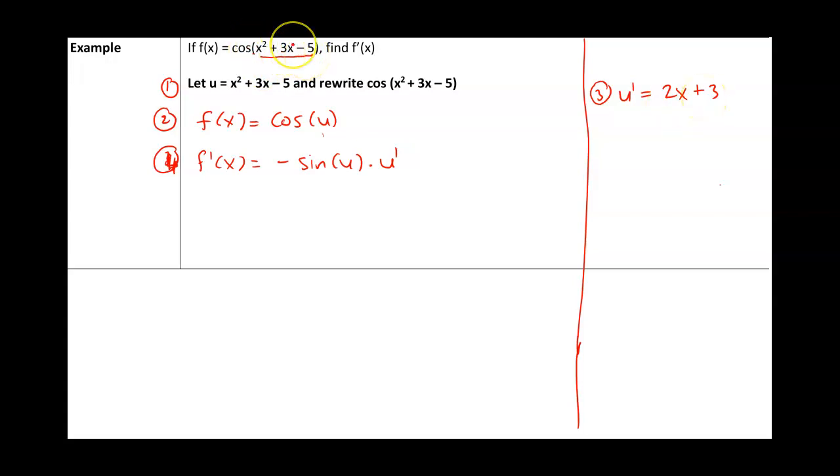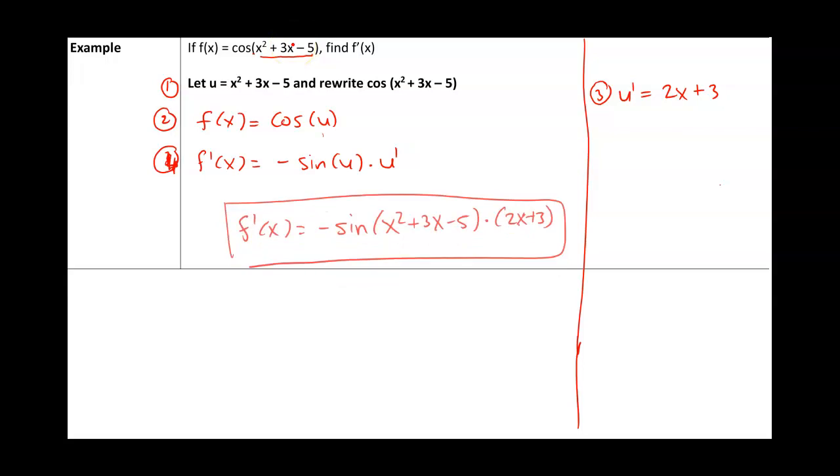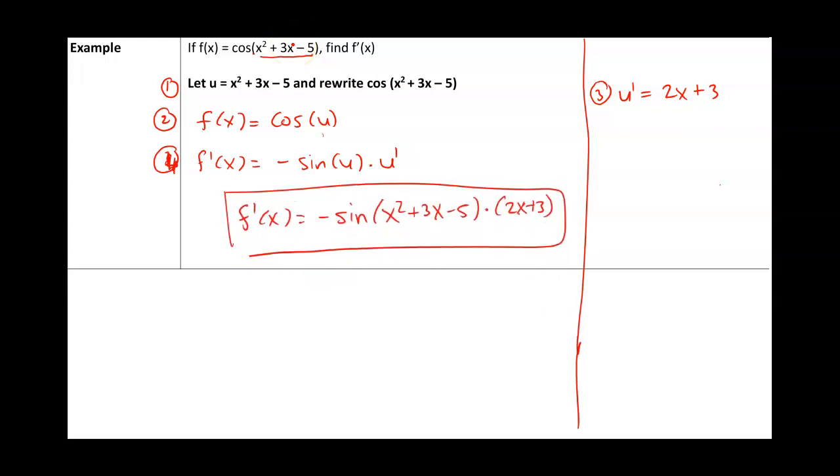The 2 comes down and you have a 3. So if I plug these back in, we get negative sine of (x squared plus 3x minus 5) times (2x plus 3). If you do this without the shortcut, you would just say cosine has a derivative of negative sine. The parentheses never change. But because we have an inner function, we just have to multiply by the derivative of that, which is going to be 2x plus 3. And you can use that as a shortcut.